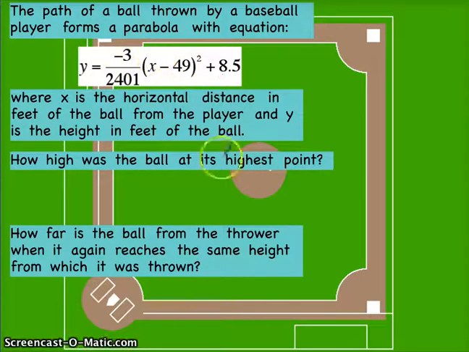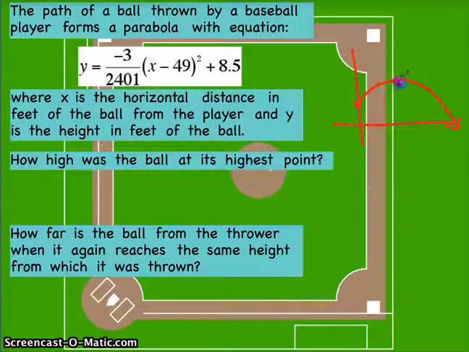If you have a model that's already in vertex form, note the equation that we're given here for the path of a baseball thrown by a player forming a parabola. Baseball is going to fly up and through the air and basically form a nice parabola, starting off a little bit off the ground, but then flying and hitting the ground. Well, what we want to know is if x is the horizontal distance and y is the vertical height, how high was the ball at its highest point?